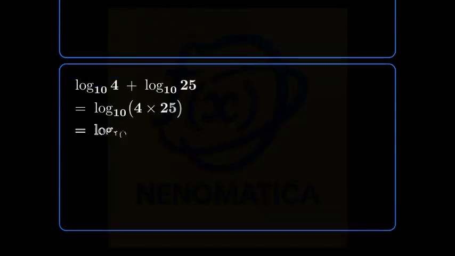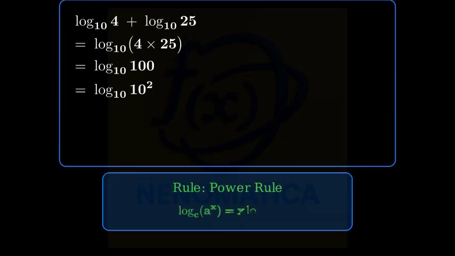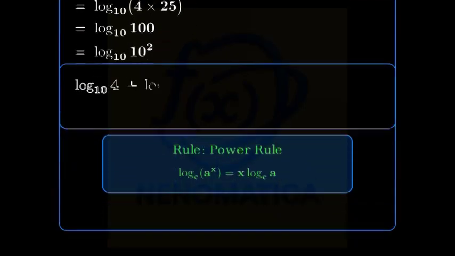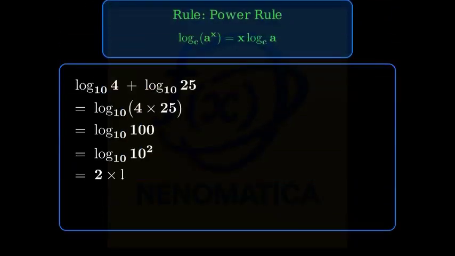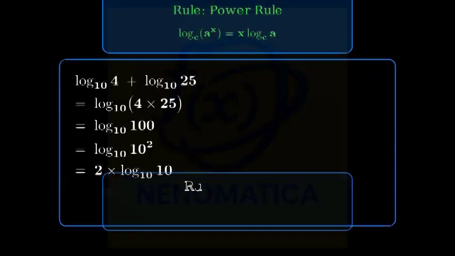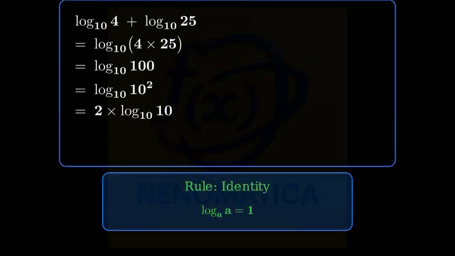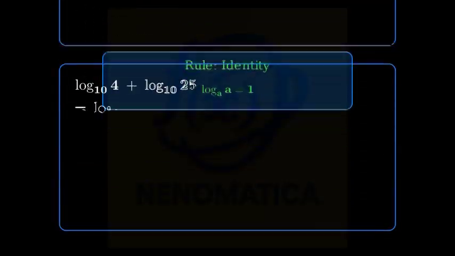Apply the power rule for logarithms. Log base c of a to the x equals x times log base c of a. So we bring the exponent 2 down in front. Step 5. Use the identity log base a of a equals 1. Therefore, log base 10 of 10 is 1, giving 2 times 1 in our expression.